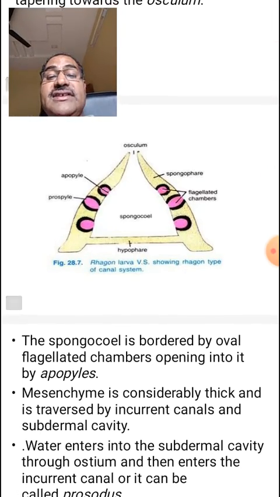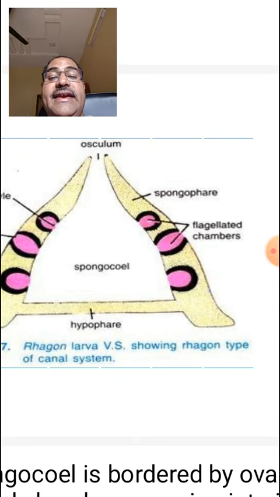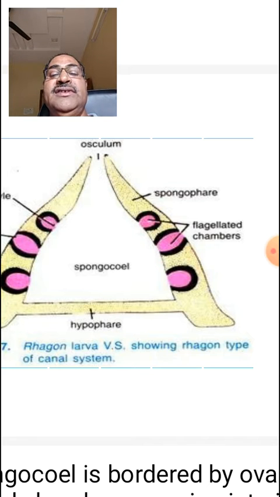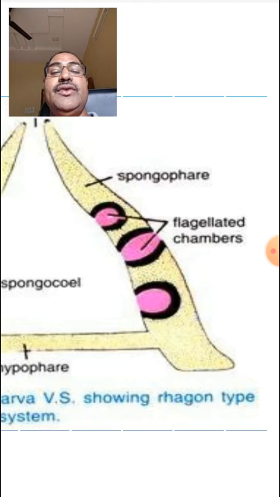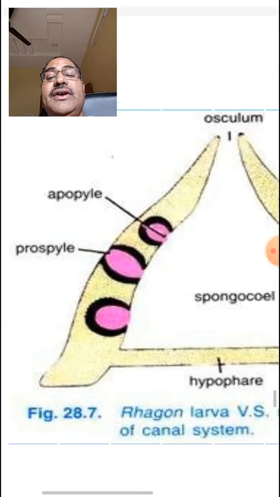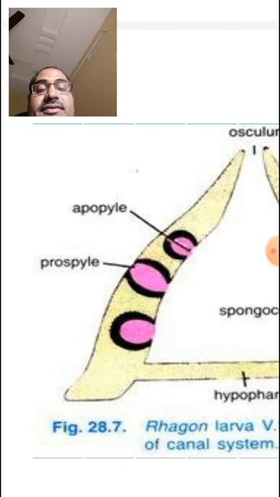So this is the structure of the rhagon type. This is the triangle shape. This is the osculum. This is the spongiocele. This is the hypophare. This is the flagellated chambers. This is the spongiophare. And these are the apopyles. This is the prosopyles.